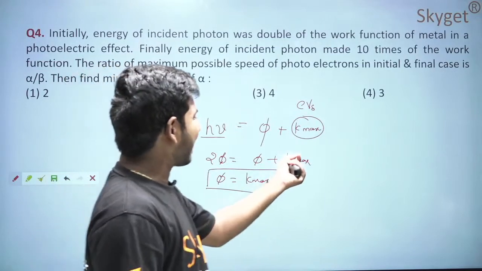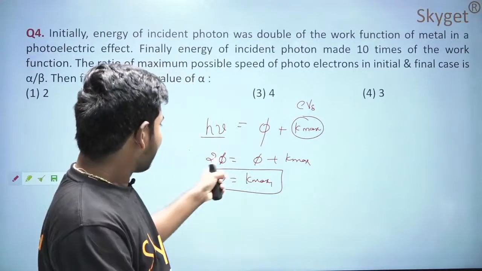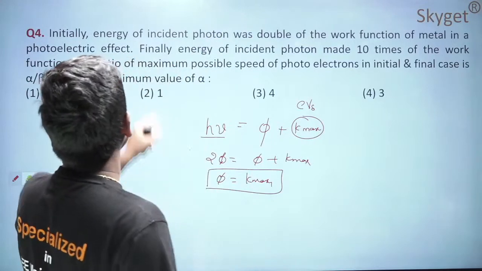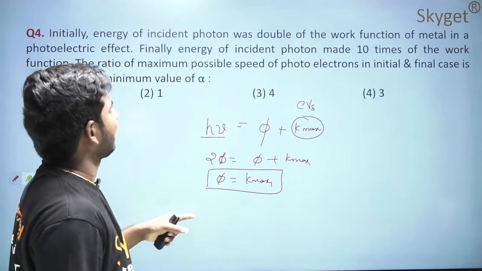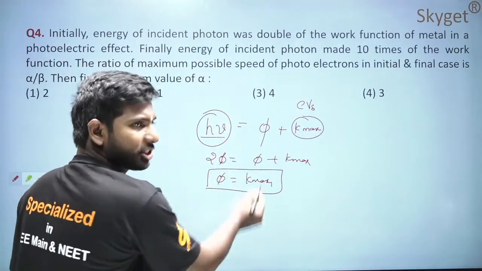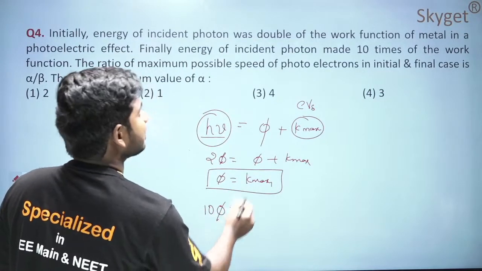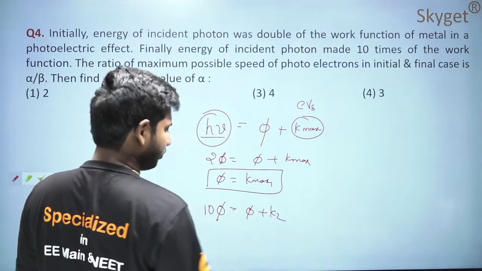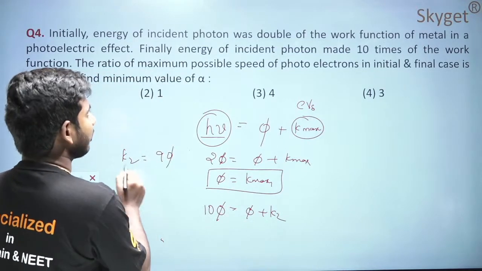The maximum kinetic energy of the electron that has come out from the metal surface can be written as phi, from the given information. Finally, the energy of the incident photon is made 10 times the work function. So h nu can be written as 10 phi, because he has told 10 times the work function is equal to phi plus K max 2. That means K2 is equal to 9 phi. Your problem is solved, students.